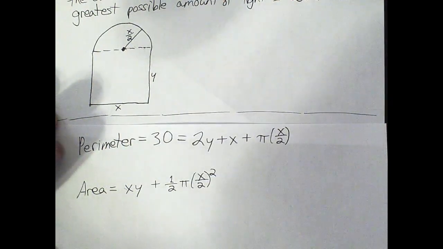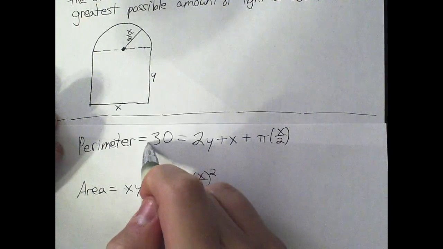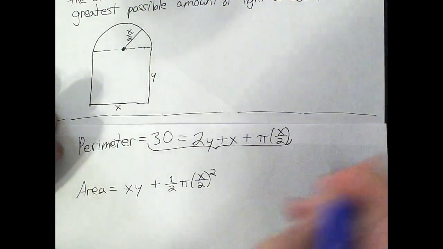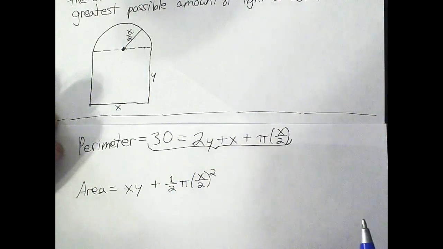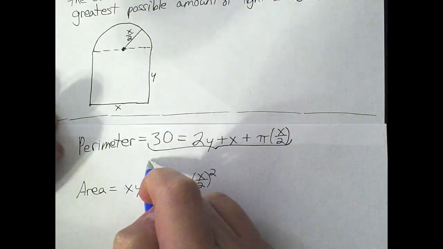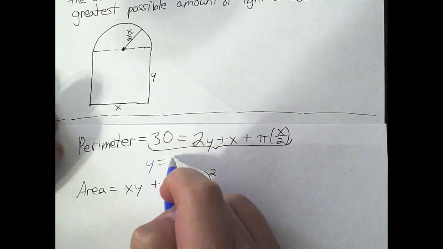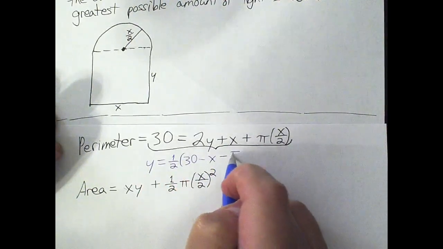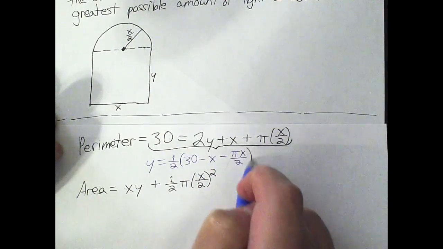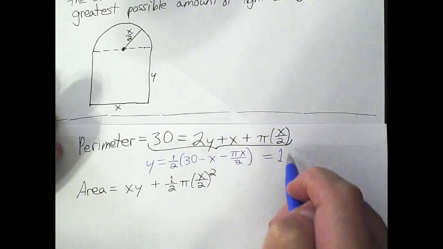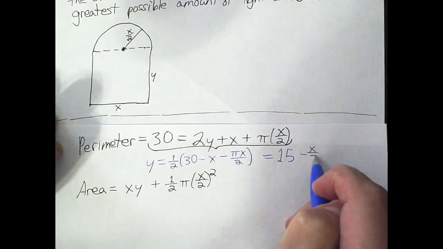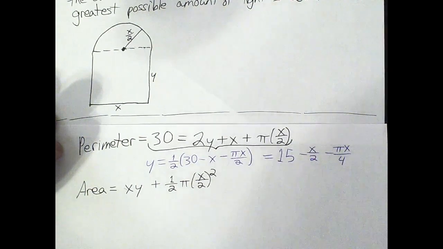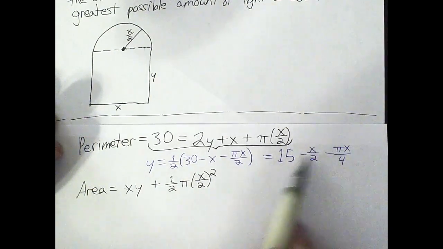Well, in order to get this in terms of just x, I'm going to take this stuff up here and try to solve for y in terms of x. So I wind up with y equals 1/2 times (30 minus x minus pi x over 2). Or another way to write that is 15 minus x over 2 minus pi x over 4. This is y in terms of x.